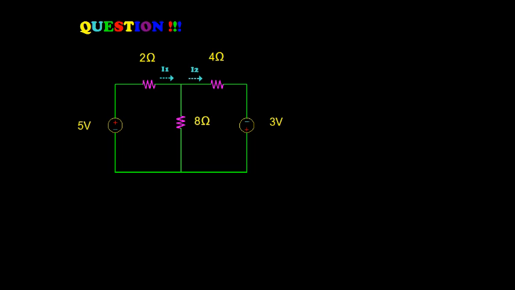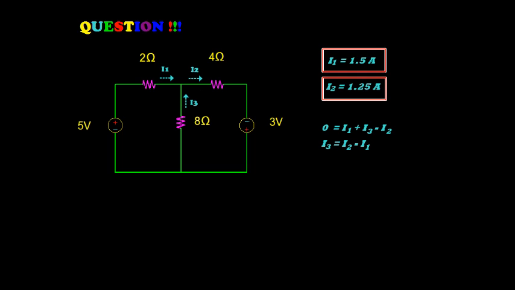Okay guys, this is the last step, to find the I3 value. We use the KCL equation, where I3 equals I2 minus I1. Substituting the values of I2 and I1, finally we get the answer for I3, which is negative 0.25.